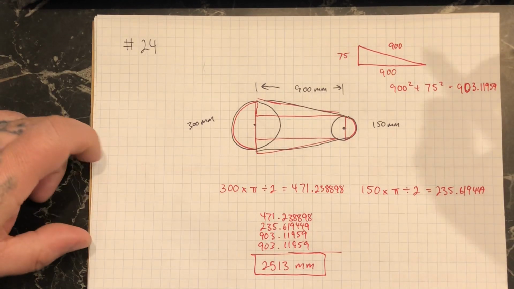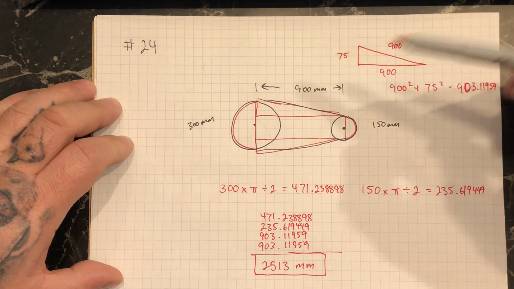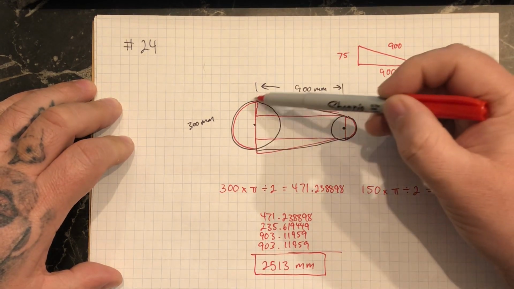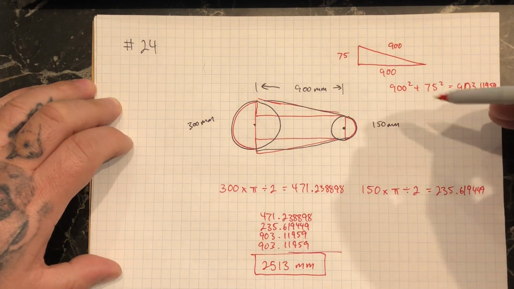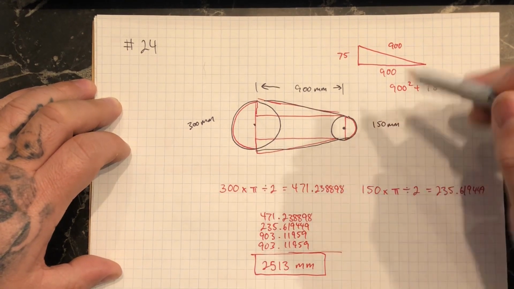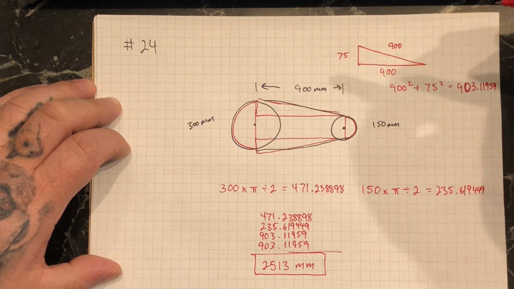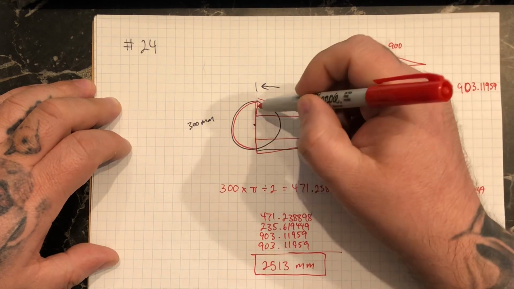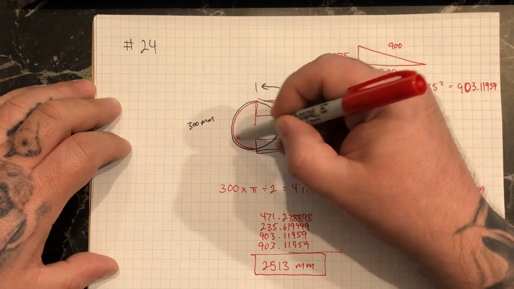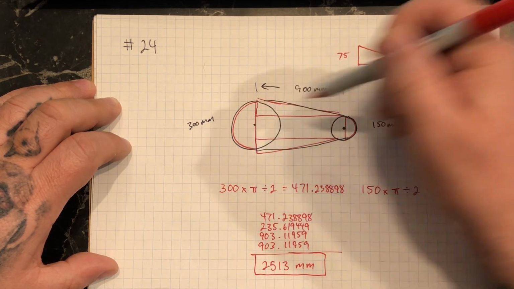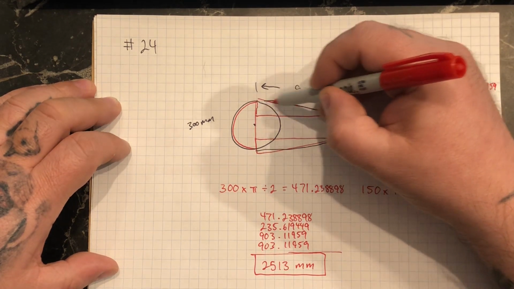Okay, number 24 had to do with calculating the length of the fan belt. Hopefully you can see this okay. So we have a 300 millimeter large diameter sheave, a 150 millimeter small diameter sheave, and then we have a length of 900 millimeters from center to center. So I drew it out in red here. So basically what we're looking for is the length from here to here, so half of the circumference of this one, and then from here to here is half the circumference of that one, plus this sloped length here and this sloped length here.